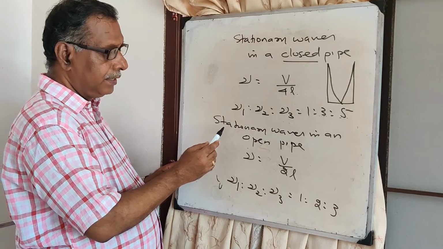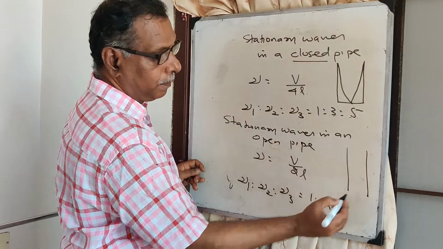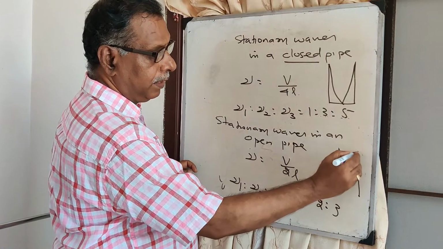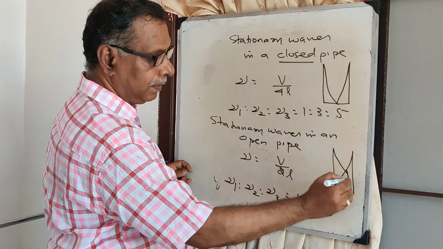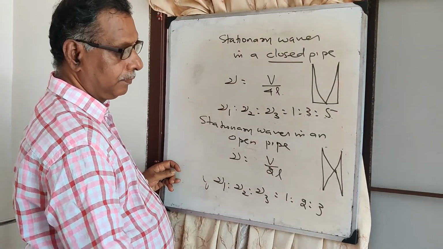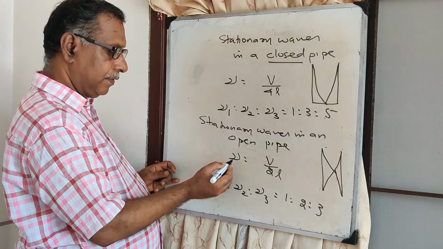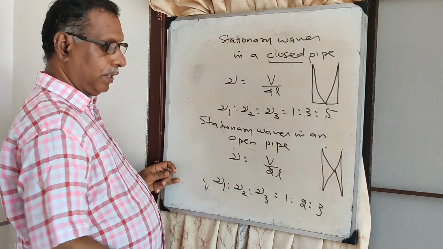Now we have to study stationary waves in an open pipe. Open pipe means both ends are open. The fundamental mode of vibration is like this. At the open ends, there are antinodes, and at the center, there is a node. The fundamental frequency is given by nu equals V by 2L.